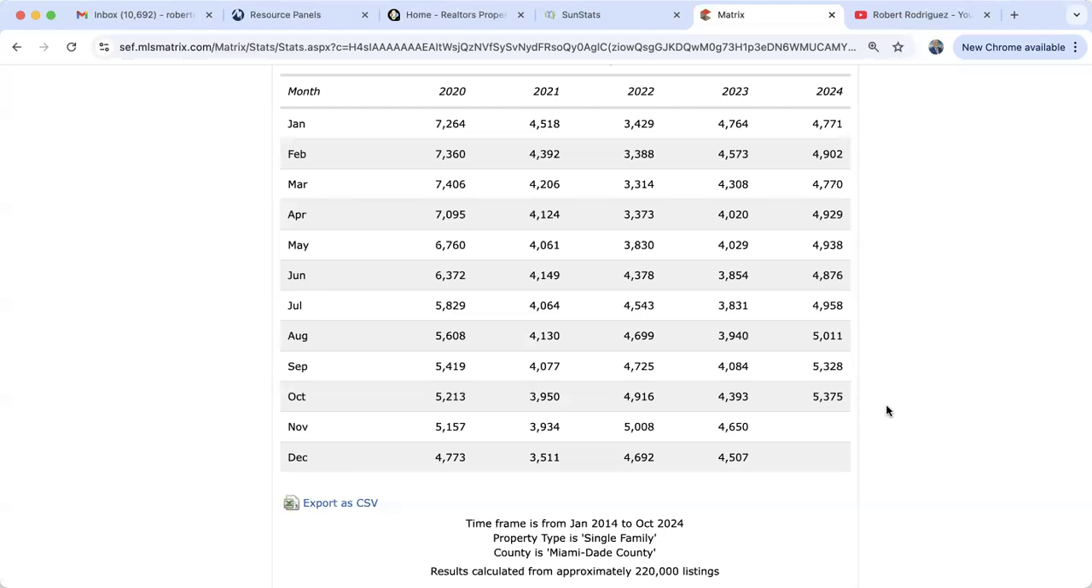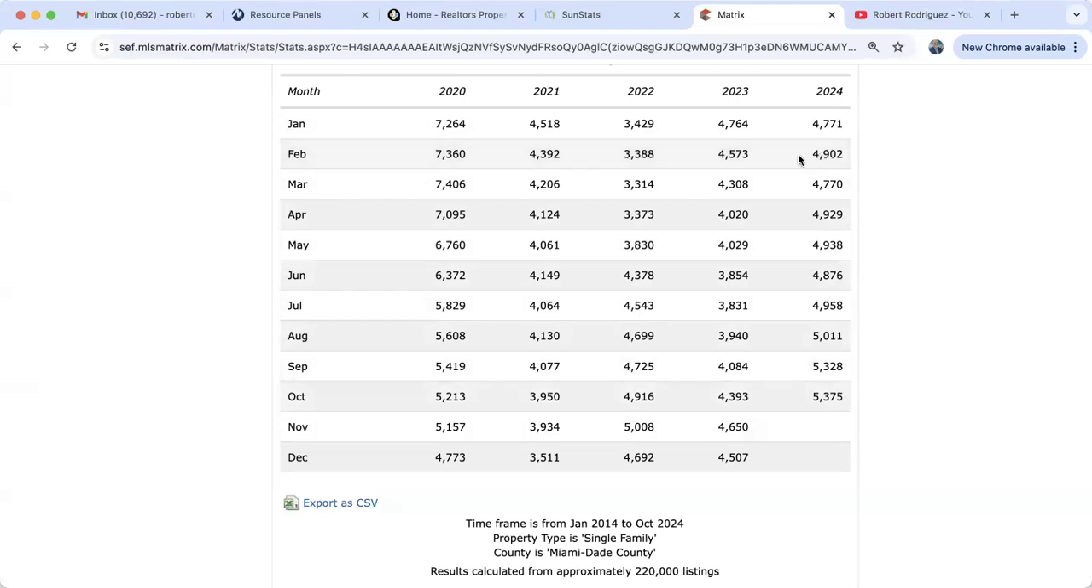Okay, so how does that number compare in the last 5 years? Well, it is actually the highest we've been in the last 5 years. 5 years ago, we had 5,213 listings. We went down to 3,950, 4,900, 4,300, and now up to 5,375. How does that compare to this year? Well, in this year, 5,375 is actually the highest number we've had in active listings in 2024, right?